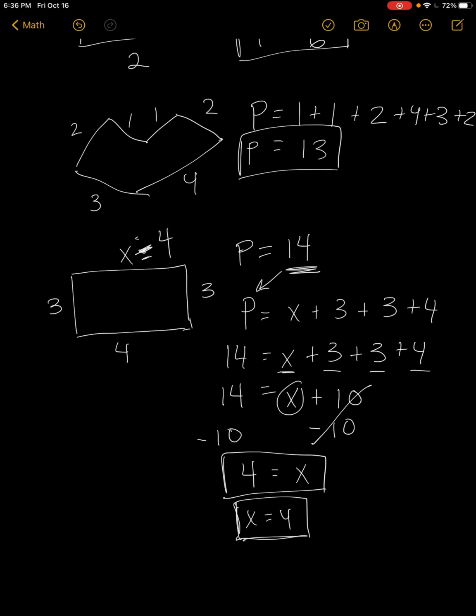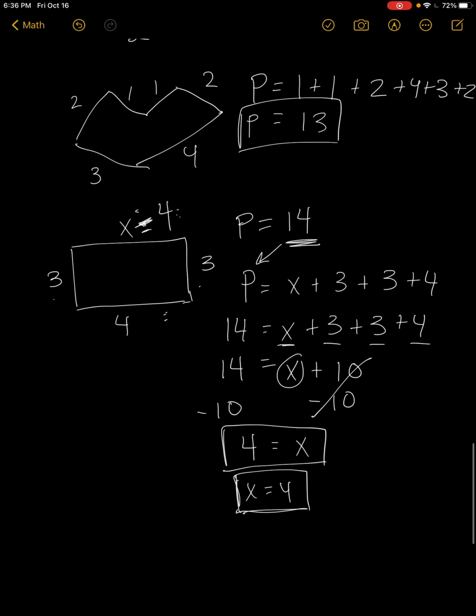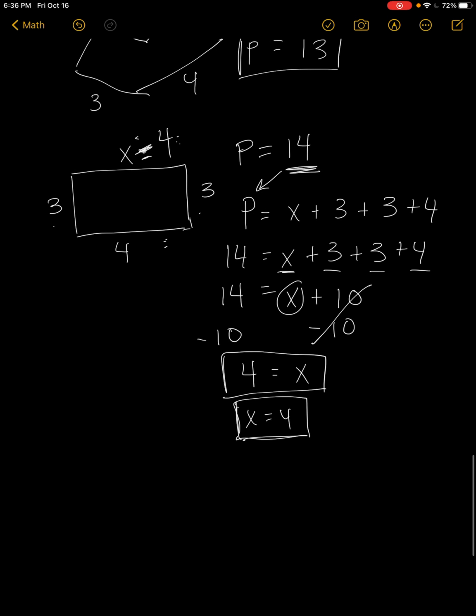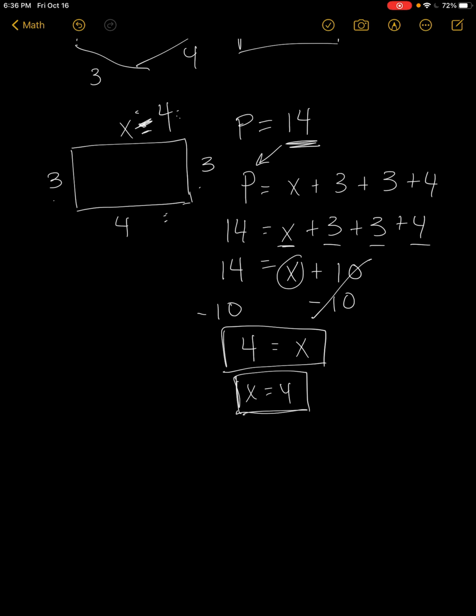Which makes sense, right? Because this is a rectangle, so the width should be the same on both sides. The length should be the same on both sides. So I'm not really surprised it's 4. But it's just a little example using the perimeter equation and the context of what we're given to solve for that missing number.